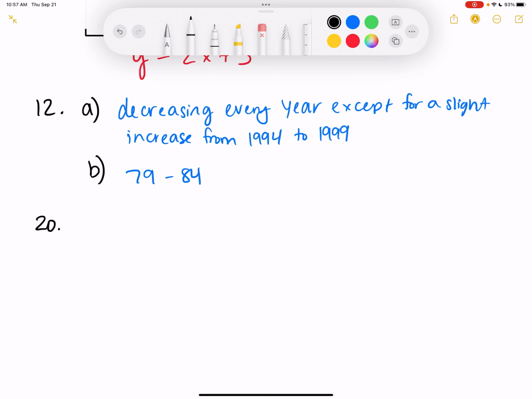A bakery sells a 9x13 cake for the same price as an 8-inch diameter round cake. If the round cake is twice the height of the rectangular cake, which option gives the most cake for the money? So we've got a 9x13.